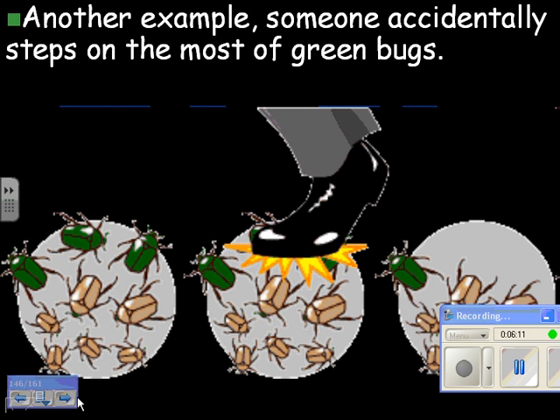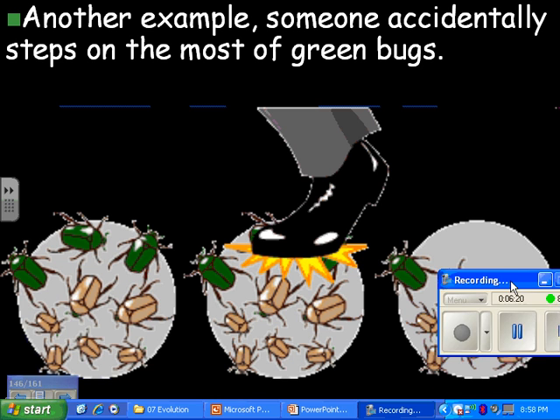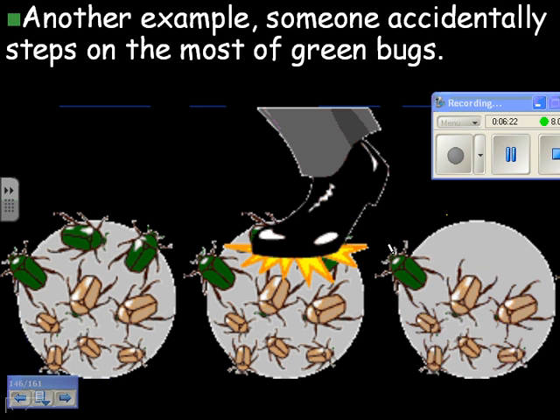Another example is when you have this tiny population of bugs, and there's some brown ones and some green ones. Someone accidentally steps on the green ones. It's not that the green ones are bad for that environment, it's just that they happen to be in the wrong place at the wrong time. And so what you have in the population is mainly brown ones at that point.